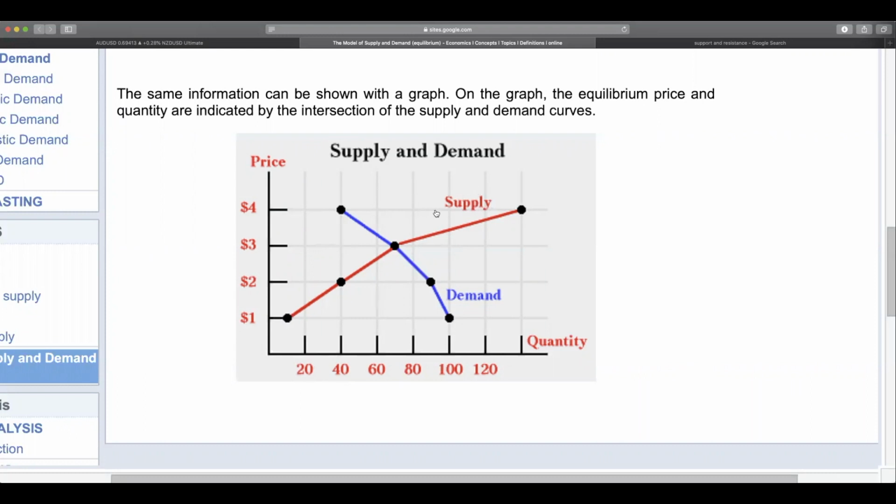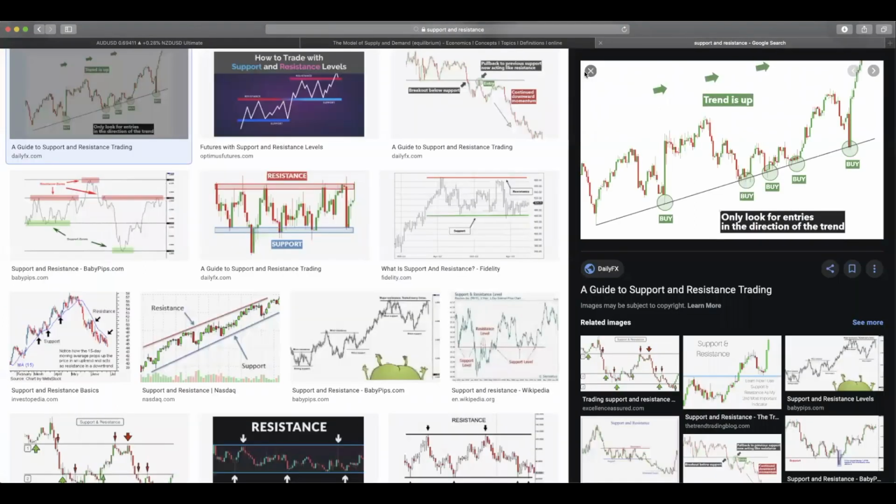And something very common, like let's say water. There's a lot of water bottles, a lot of different brands of water. So since there's a high supply of water bottles, the price of water bottles has to be low. All right, so that's supply and demand. Now, support and resistance is different.